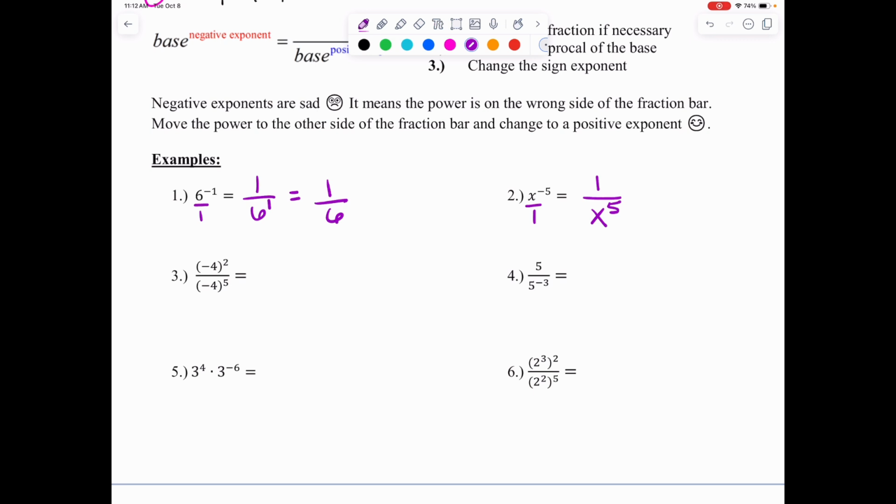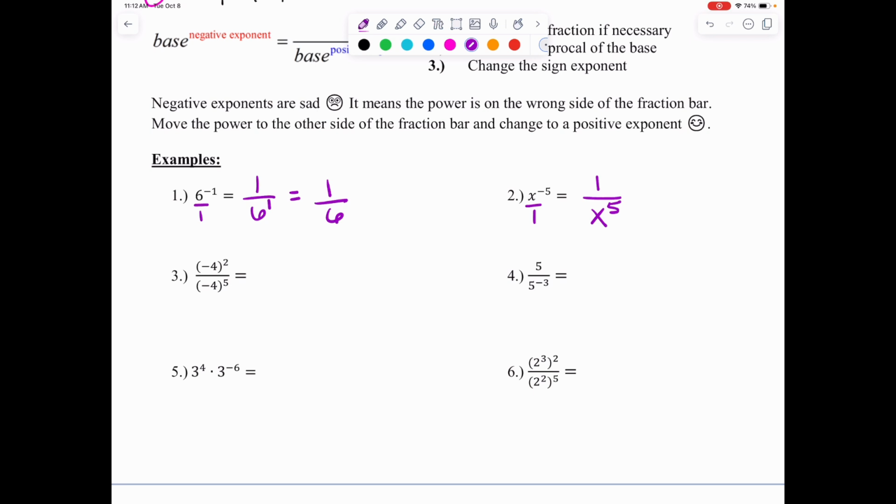So it was unhappy in the other side of the fraction bar. Now we move it to the right side and it's happy and positive. In number 3, and moving on, we're going to look at how this comes about when we have multiple rules used. So in number 3, this is a fraction. So this is a division problem.